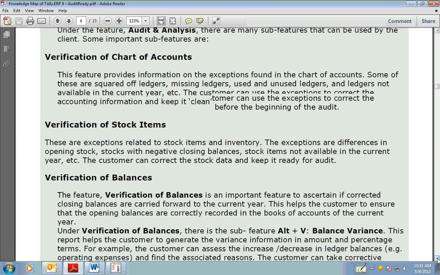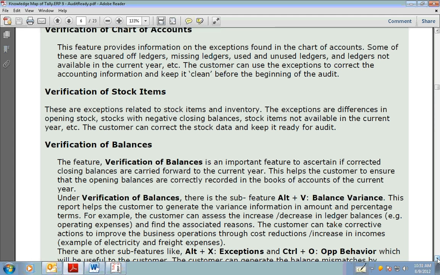This helps the customer generate the variance information in amount and percentage terms. We have a small example here. The customer can assess the increase or decrease in ledger balances, for example operating expenses, and find the associated reasons for that.